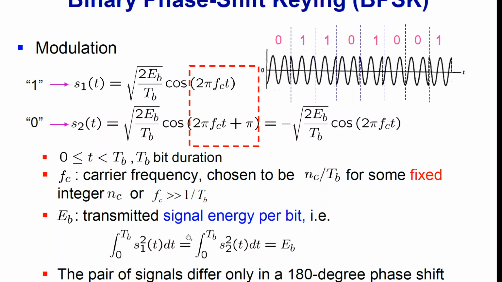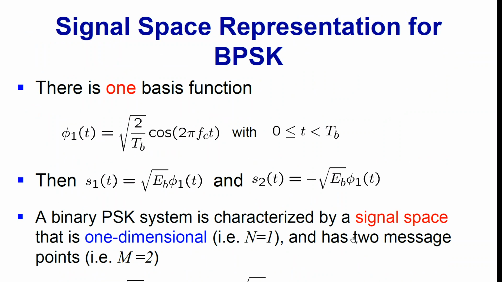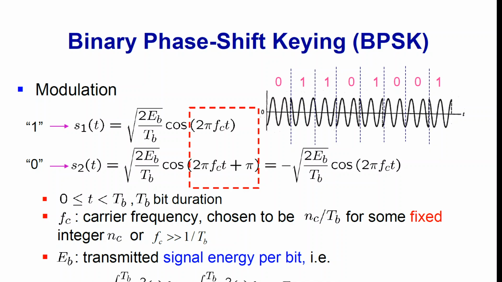So the transmitted signal energy per bit, that is the energy of either S1 of t or S2 of t, is EB. This pair of signals S1 of t and S2 of t differ only in a 180 degree phase shift. Now we will do some analysis using the signal space concept.